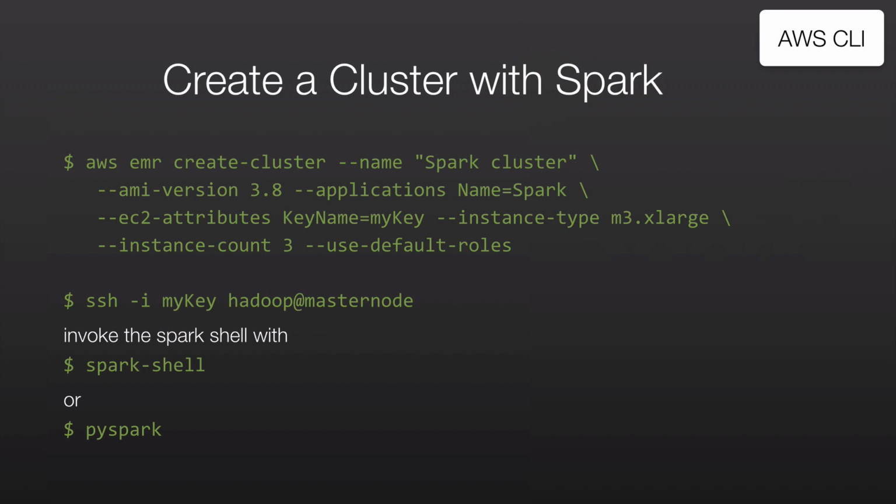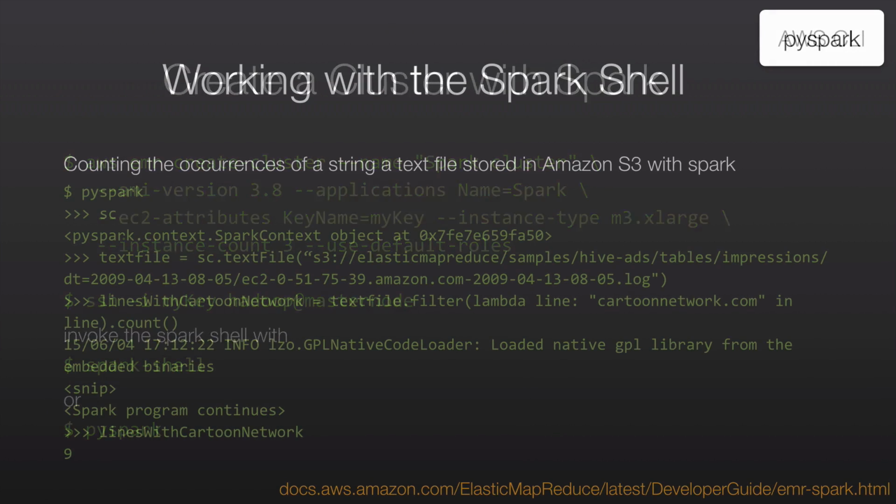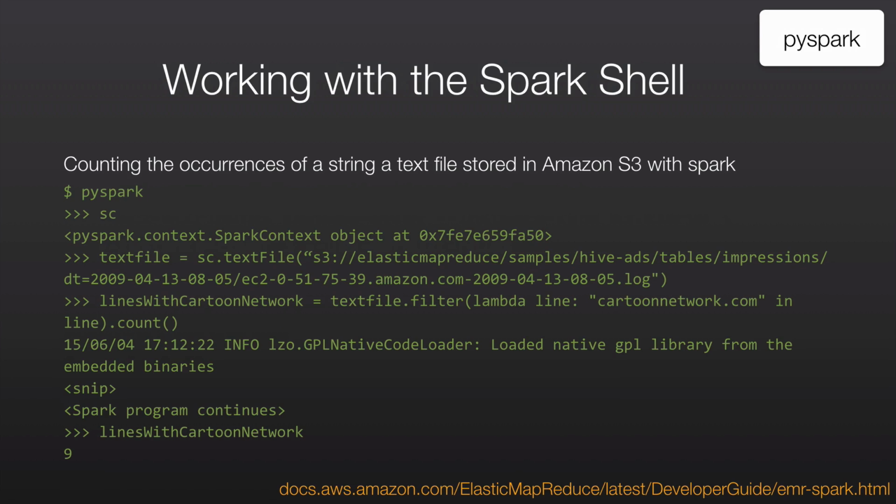It's very, very simple to create a cluster, and you can see an example here of cluster creation using the AWS CLI tool for EMR, then SSHing into the master node. And once you've done that, you can invoke the Spark shell or the Python Spark shell using PySpark, and you're then able to work interactively with a Spark instance, or rather an instance of a Spark cluster, which has been created using the EMR framework.